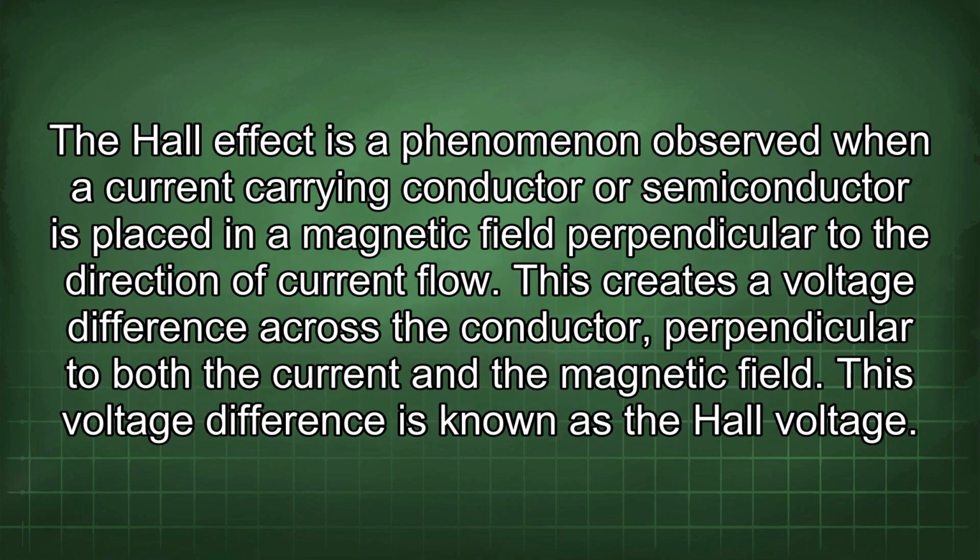The Hall effect is a phenomenon observed when a current-carrying conductor or semiconductor is placed in a magnetic field perpendicular to the direction of current flow. This creates a voltage difference across the conductor, perpendicular to both the current and the magnetic field. This voltage difference is known as the Hall voltage.